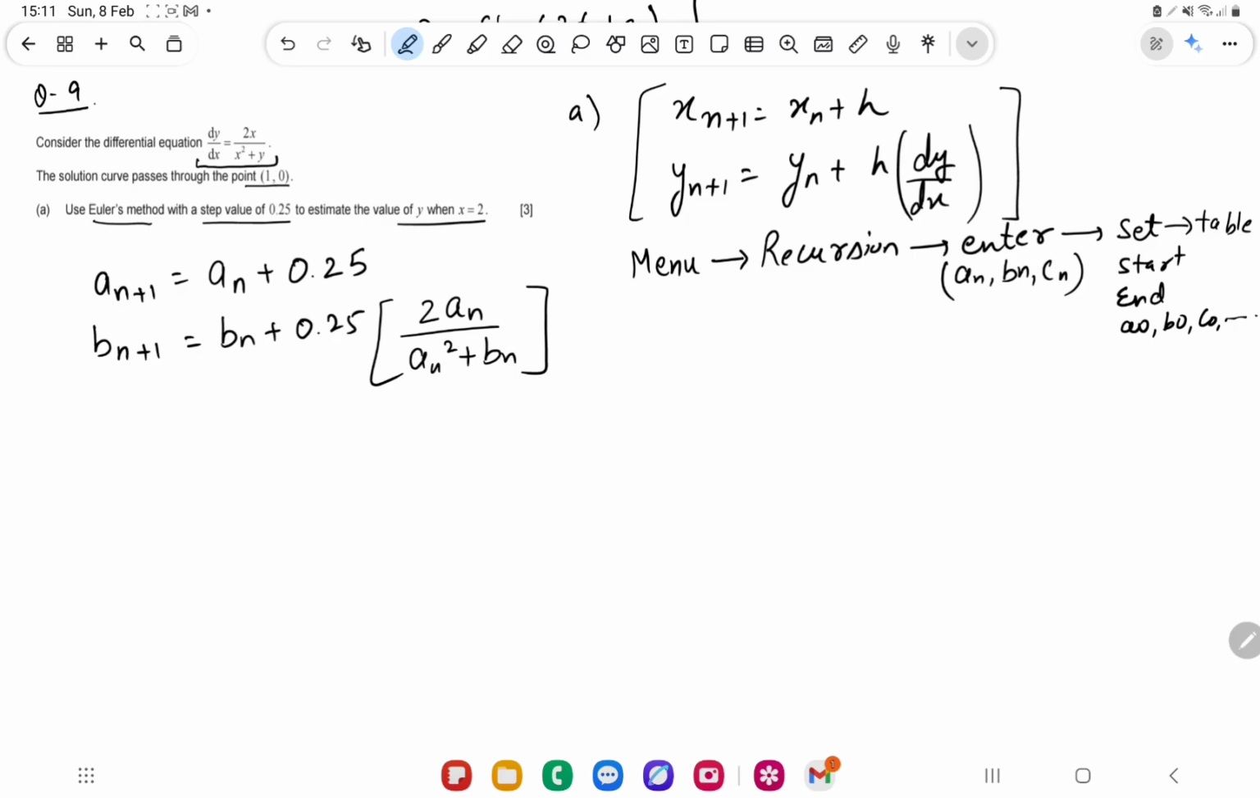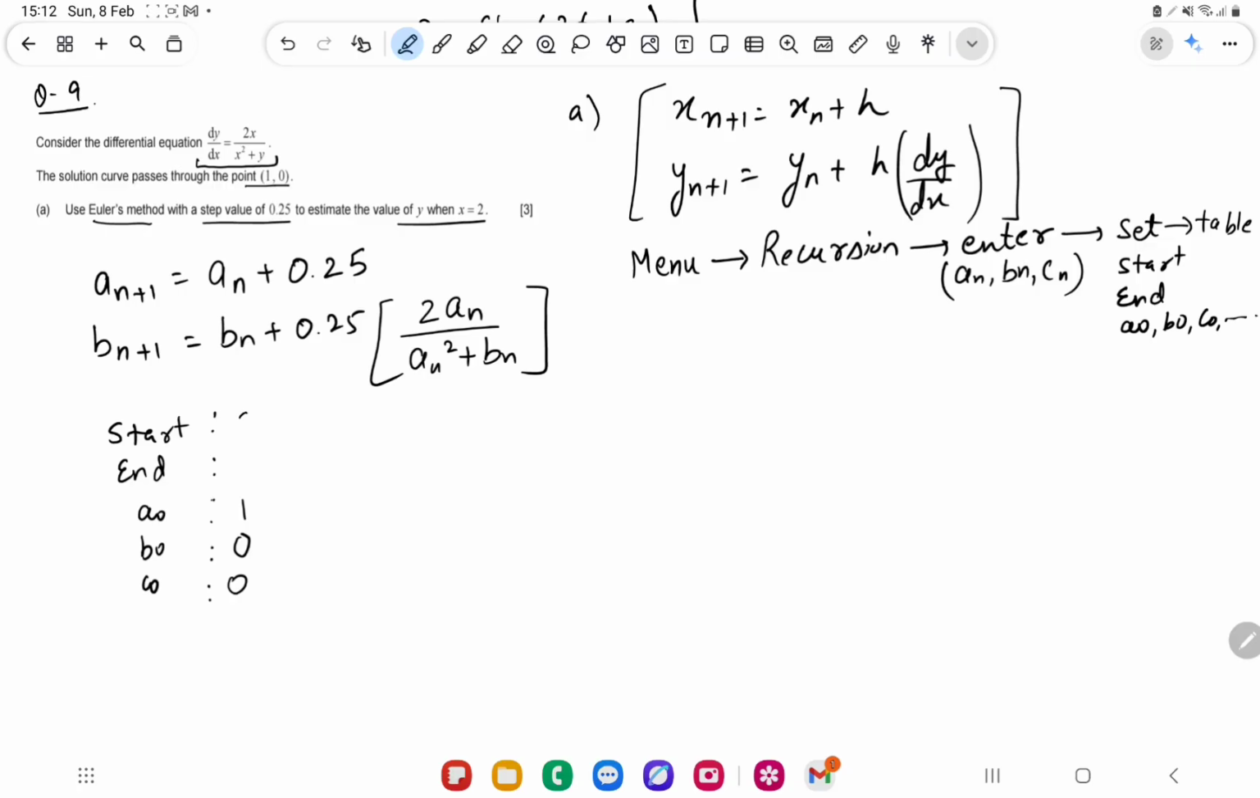Once you enter this in your GDC, in the set you will see start, end, a0, b0, c0. So these values will come in your GDC. In the start, since it says it passes through (1, 0), 1 and 0 will be your x and y values, and since we are not taking c0, we will put c0 and the rest of the thing as 0. Now we have to estimate the value of y when x is equal to 2.